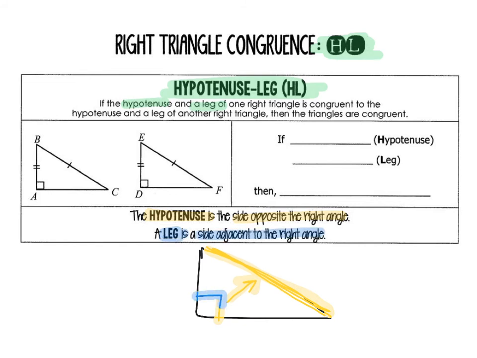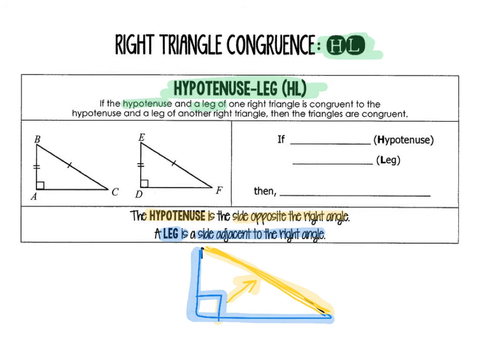So we've got our right angle. The sides adjacent to it, or right next to it, would be these right here. So those two sides are our legs. Hypotenuse is always the side opposite the right angle. The legs are always the sides adjacent to the right angle, or right next to the right angle.